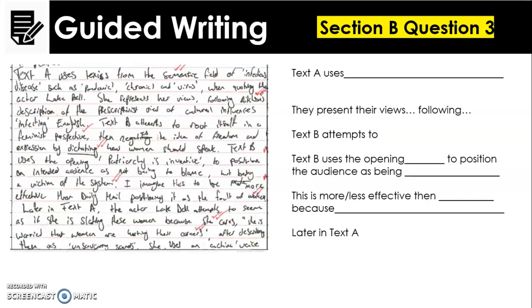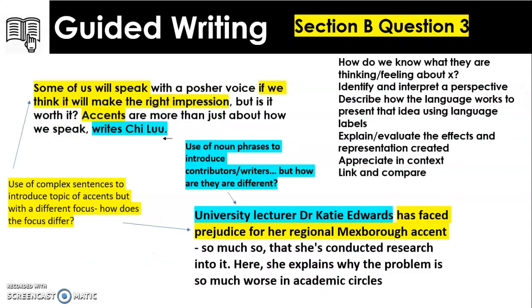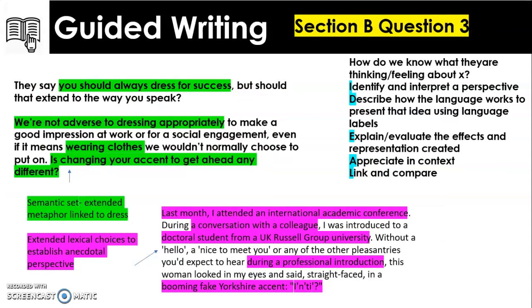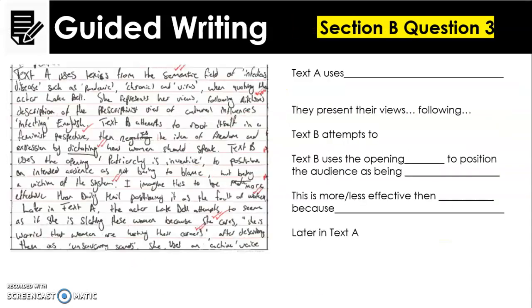Now, what I'm going to ask you to do, if you don't want to write your own paragraphs, is when we pause now, you're going to write your next section where you take the notes, the ideas we've got, and write about text A and text B in terms of how their openings present their views. You can use the phrases that I've picked out here to help you. So if we were looking back at our notes, we could say text A uses an opening complex sentence in order to. Text A, they present their views following. Text B attempts to. Text B uses the opening. So you can use my phrases.